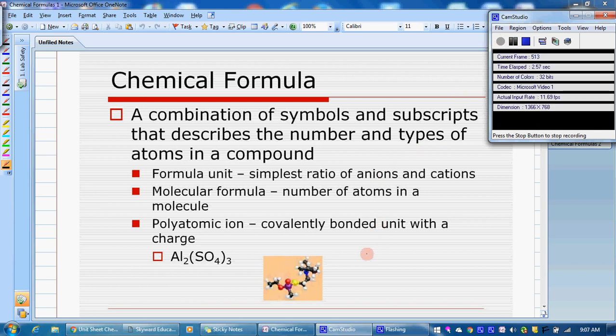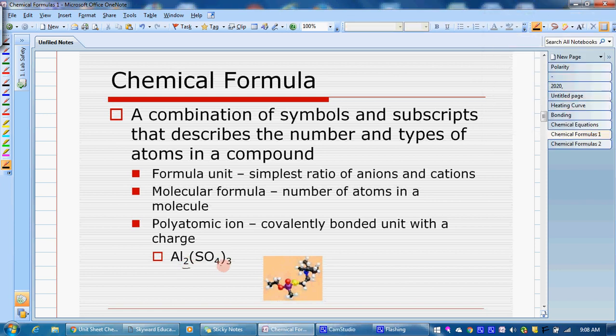Okay, chemical formulas and how to write those. Basically, a chemical formula is an example right down here at the bottom. It's a combination of symbols from our periodic table and then subscripts. These little numbers right here are subscripts, okay, and we use those in various ways.